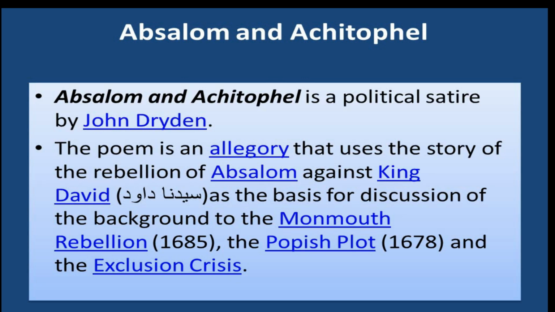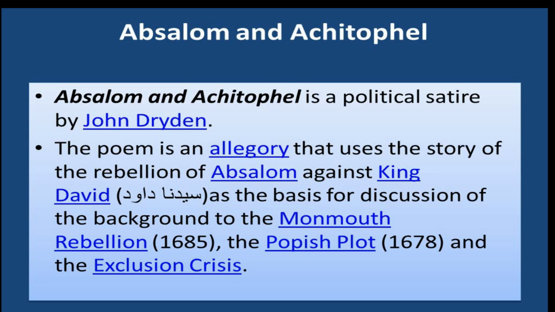So here the poem introduces a parallelism between two stories. The first story is the story of King David and one of his many sons called Absalom. This story is taken from the Bible, particularly from the Old Testament.